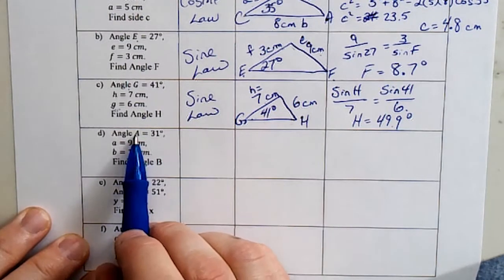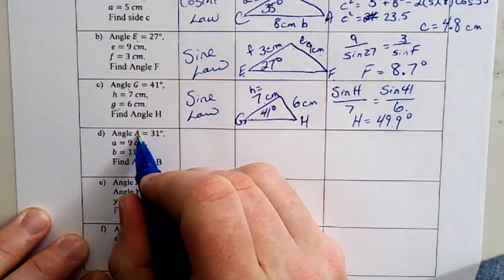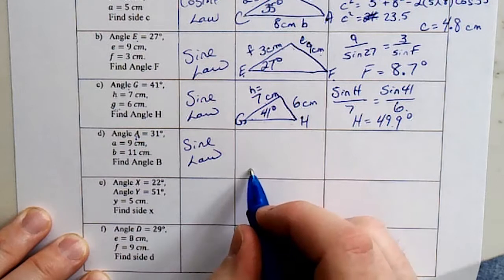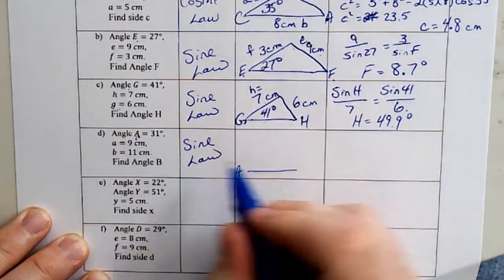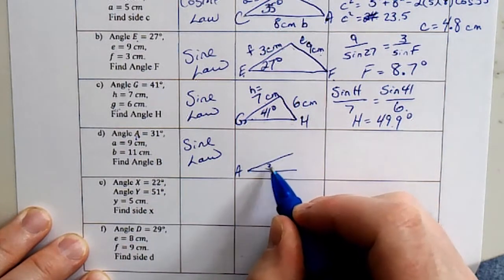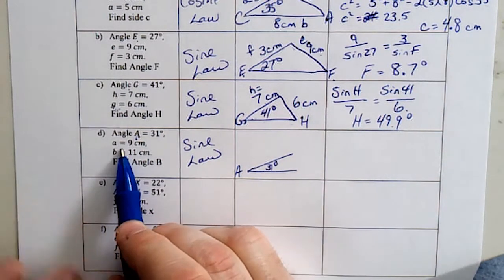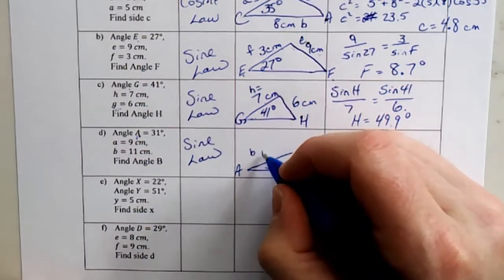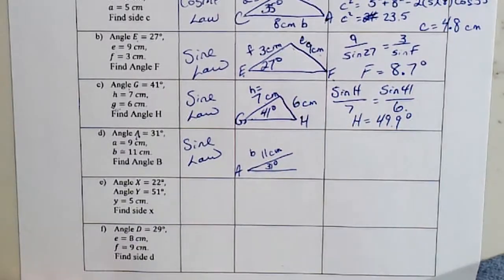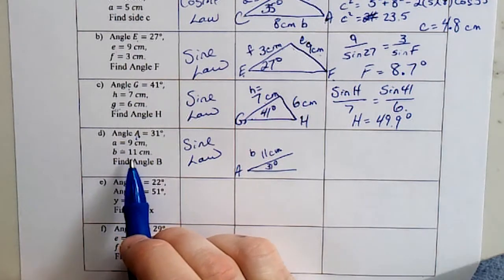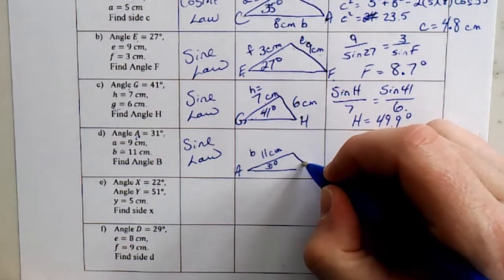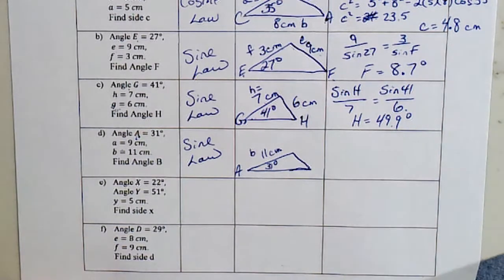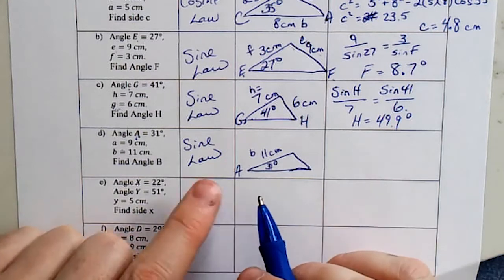Next one, we have an angle, two sides. We have angle A, side A, so sine law. And start with a horizontal line. 31 is a smaller angle. Now, A cannot touch this angle, so I have to put B next to the angle. A is a little bit smaller than the 11. Now, it doesn't have to be exact. I'm just trying to make it look like the actual triangle.